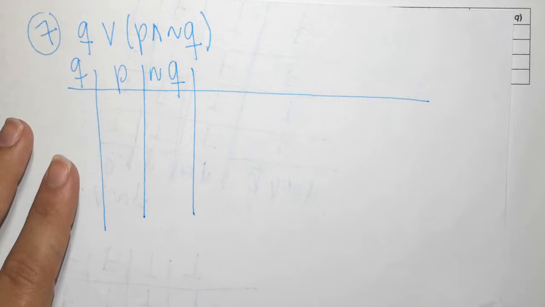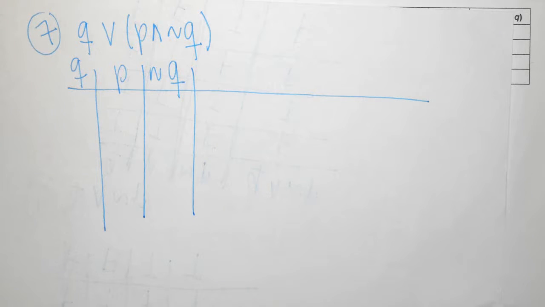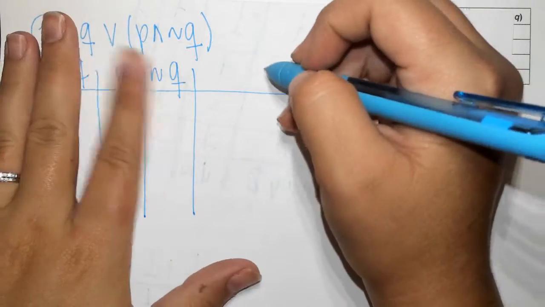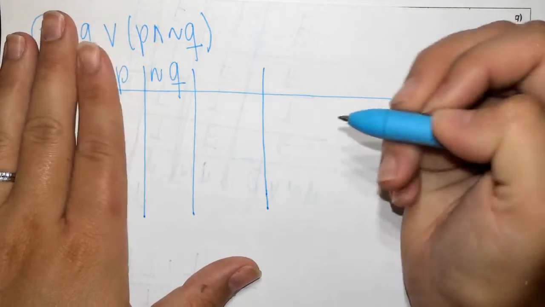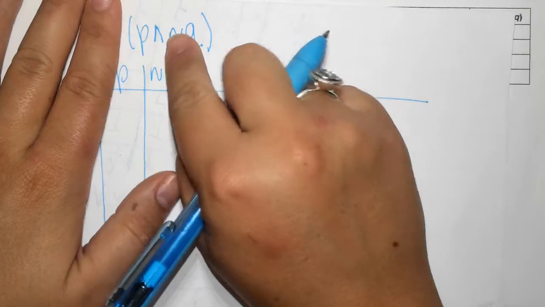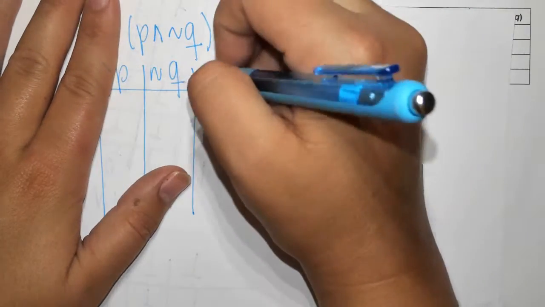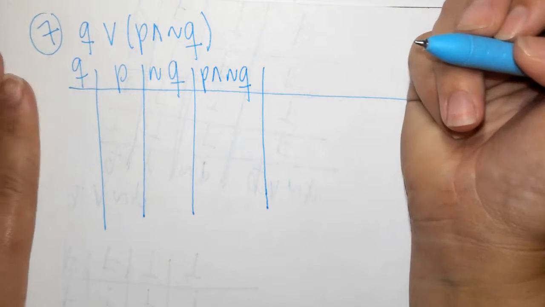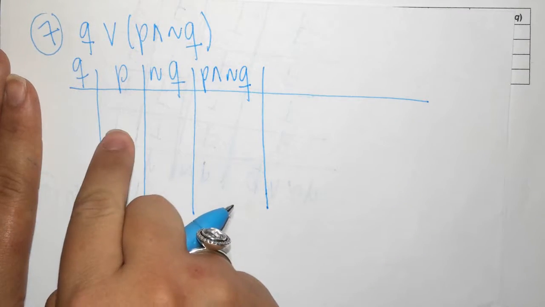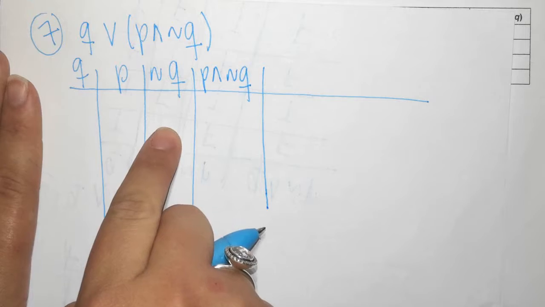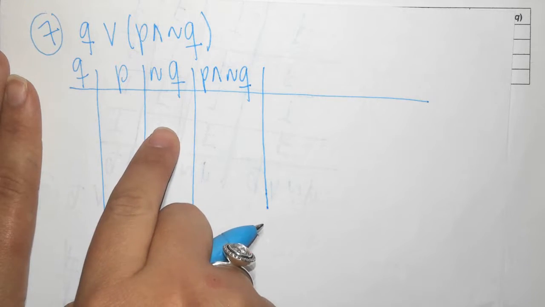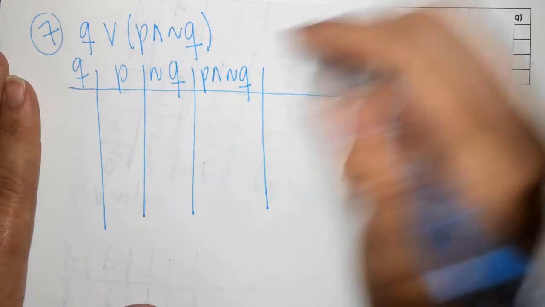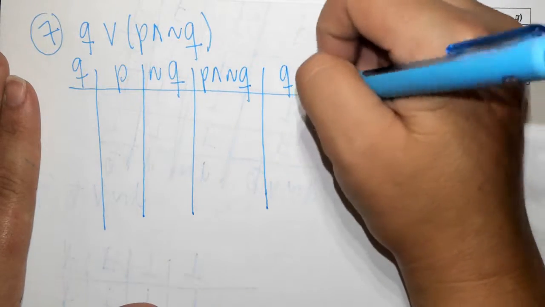We're on number 7 on the practice, Cesar. Okay, so we have Q, we have P, and we have not Q. Well then, after we filled all that out, we want to see what's just in the parentheses. So I'm going to put P and not Q here. I did just the statements. We did the negation of Q. Then we did the statement in the parentheses. And then we're going to do the overall statement.